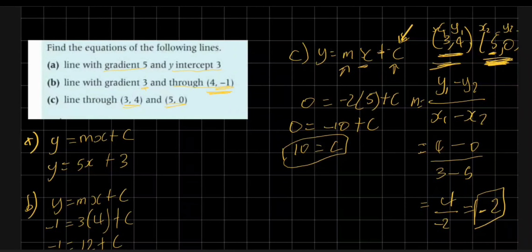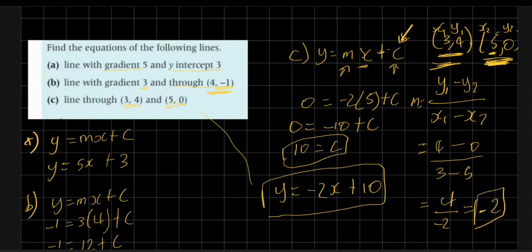So we know the components, we know the gradient, and we know the y-intercept. So now we can write the equation of this line through 3, 4 and 5, 0. That will be y is equal to the gradient, which is negative 2x plus 10. And this is the equation of this line here.